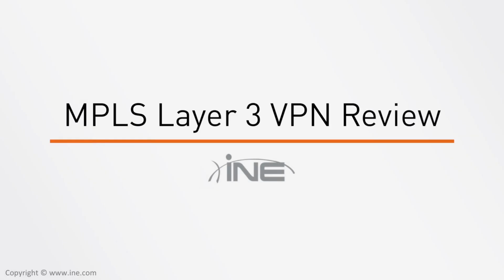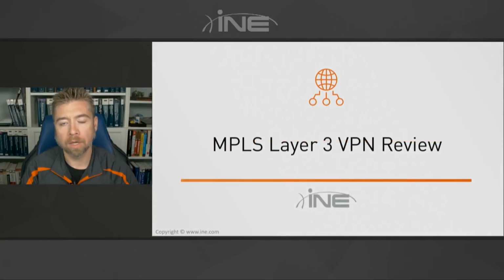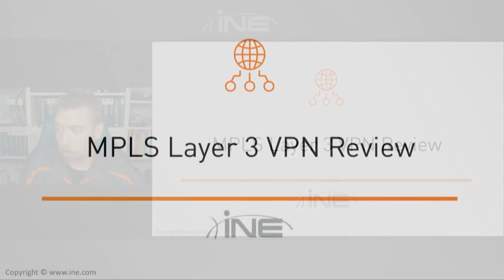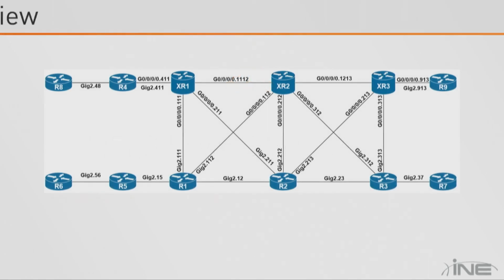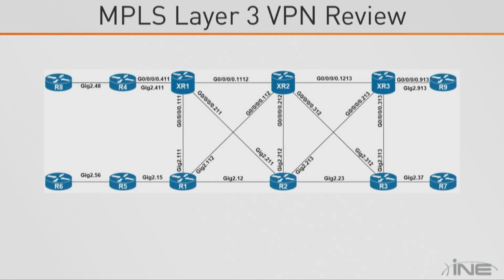Welcome back, everybody. In our next section, we're going to go through a brief review of MPLS Layer 3 VPNs, make sure we understand how the unicast forwarding works before we can talk about the multicast forwarding. Now, in our current example, we have 4 provider edge routers that are XR1, router 1 on the left, and XR3 and router 3 on the right.